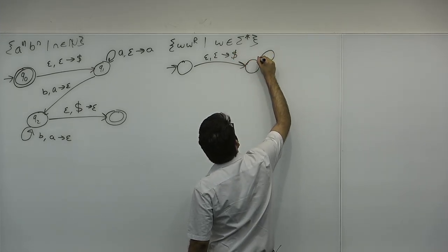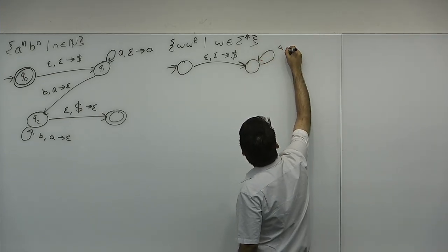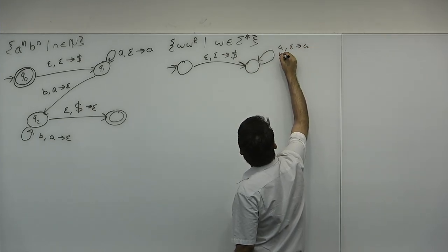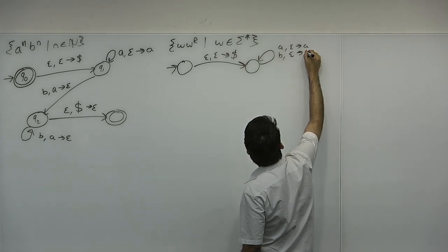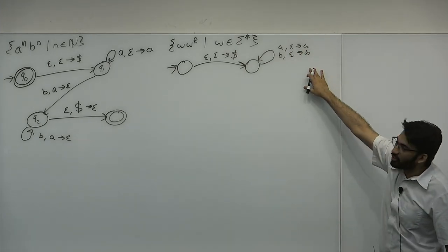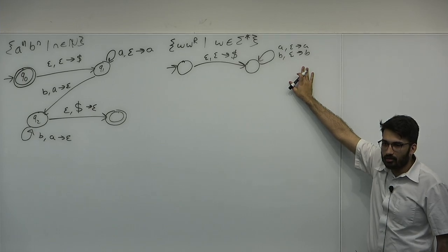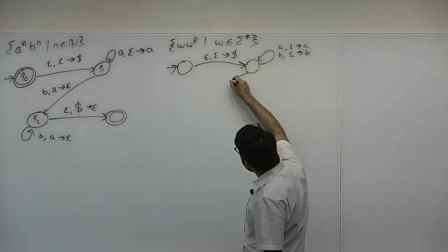Then we want to push the first half of the string in there. So what does that mean? We're going to read an A off the input, pop nothing, push the A. Read a B off the input, pop nothing off the stack, push B. So that's just going to start dumping part of the input to the stack, right? Then we're going to guess the middle.